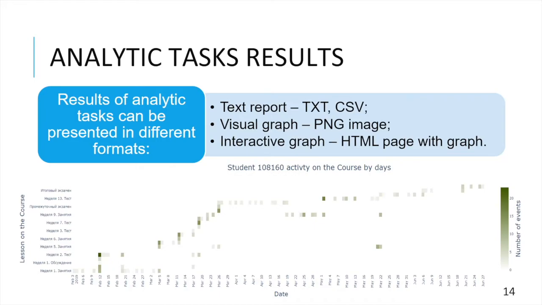The heat map, which you can see on the slide, represents the time which students spent on the course. On the horizontal axis is the date when the student was active on the course. On the vertical axis you can see the name of the course. The more time the user is spending on a certain part of a course, the more intensive the corresponding cell gets.